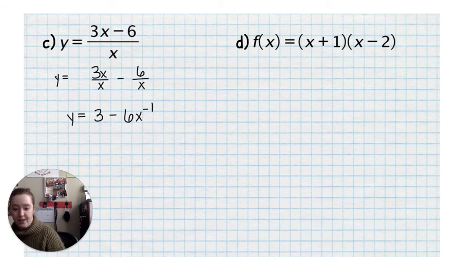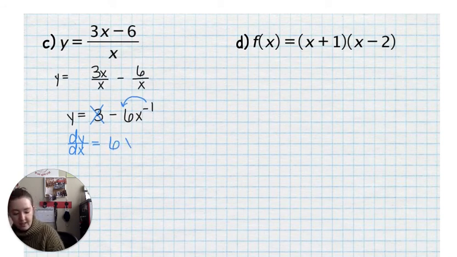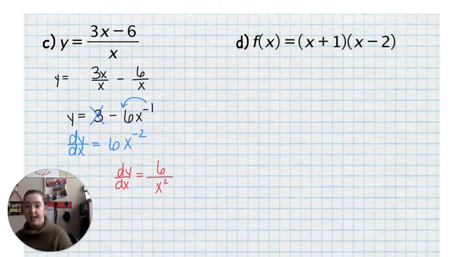So let's take the derivative of y. So dy with respect to x, dx. The derivative of a constant is just 0, so that goes away. Then we'll bring down that power. Negative 1 times negative 6 is positive 6x. And then we'll subtract 1 from the power. Negative 1 minus 1 is negative 2. And you could leave it like that, or you could rewrite it with a positive exponent in the denominator. 6 over x squared.